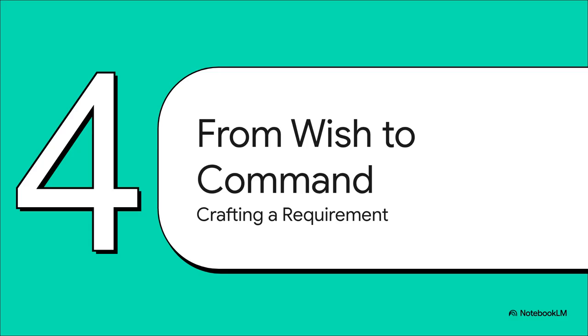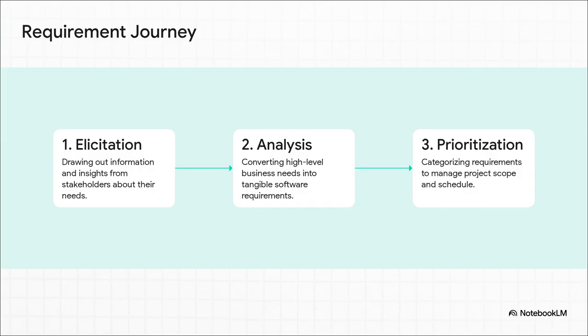Well, that's the journey from a simple wish to a concrete command. It's really a 3-step process. First up is elicitation, which is just a fancy word for listening, really. It's about talking to people, running workshops, and just observing to figure out what users actually need. Next, you analyze all that raw info and turn it into something that makes sense. And then, the really tough part, prioritization. Because you can't build everything at once, so you have to decide what matters most.